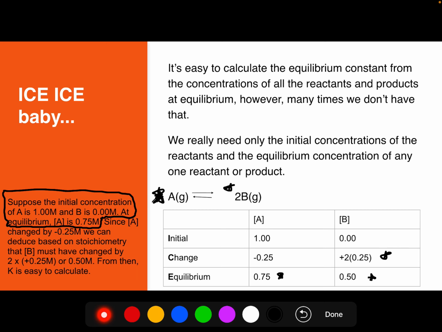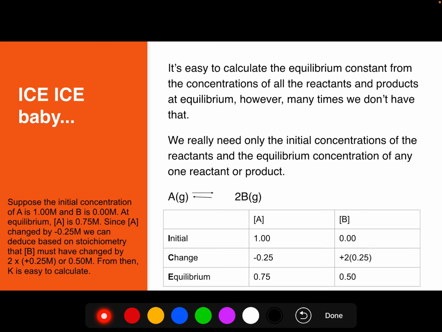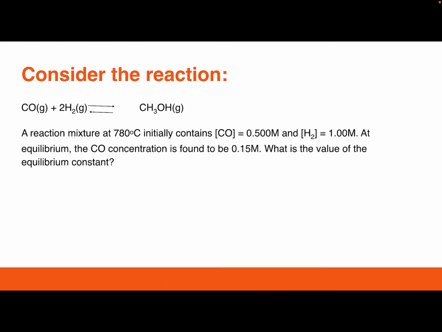To calculate K at that point, it's very easy. K is equal to products over reactants raised to the coefficient. So the concentration of the product B is 0.5 squared. The concentration of A is 0.75, and it's raised to the first power. And then that's all you would do. So look at this example.